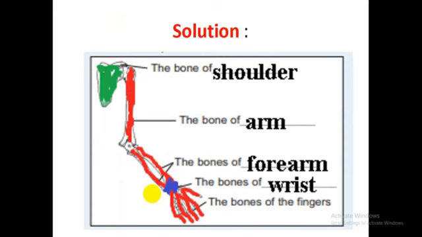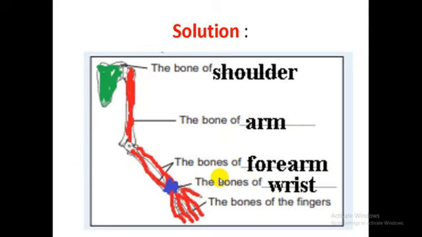So what was this bone that we colored with green? It's a flat bone, and it's the bone of the shoulder. Excellent. And here we have a long bone, which is the bone of the arm. And also here we have the two bones of the forearm. Now the ones colored in blue right here are the bones of the wrist.